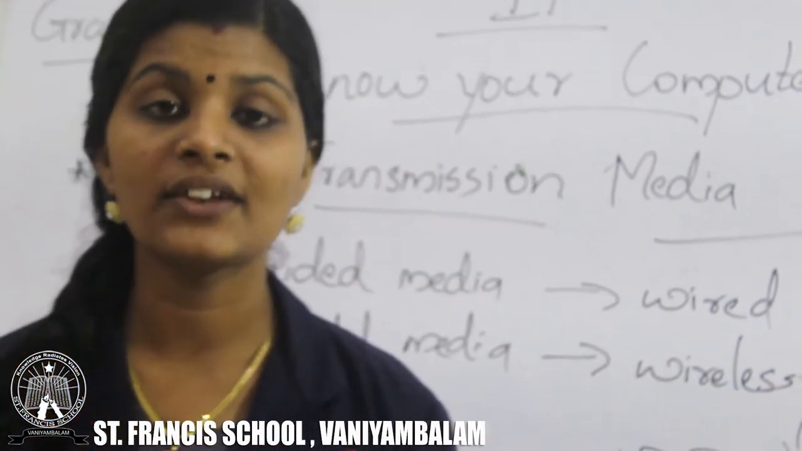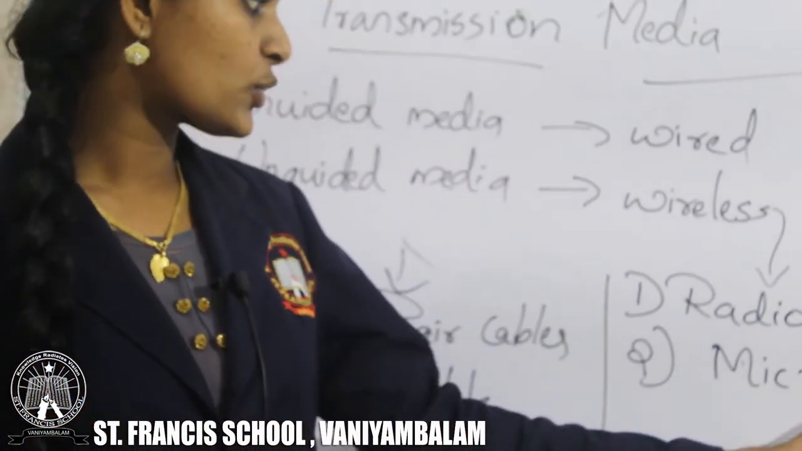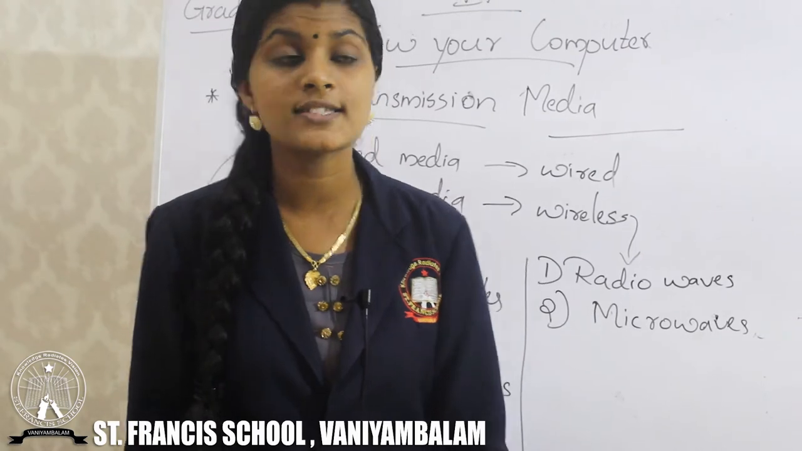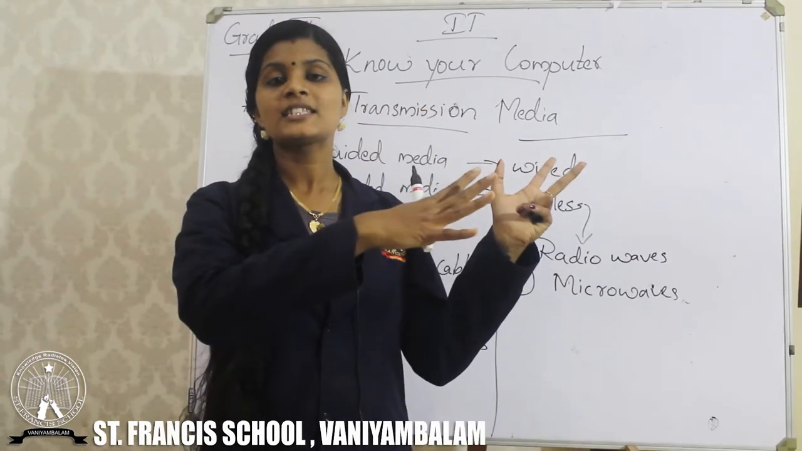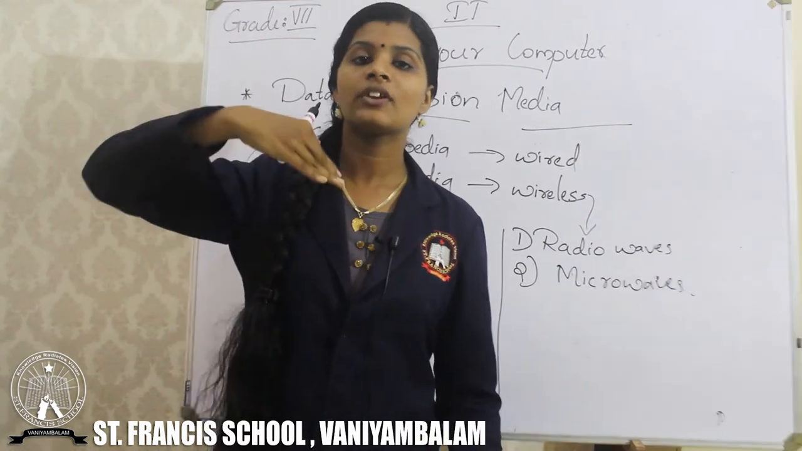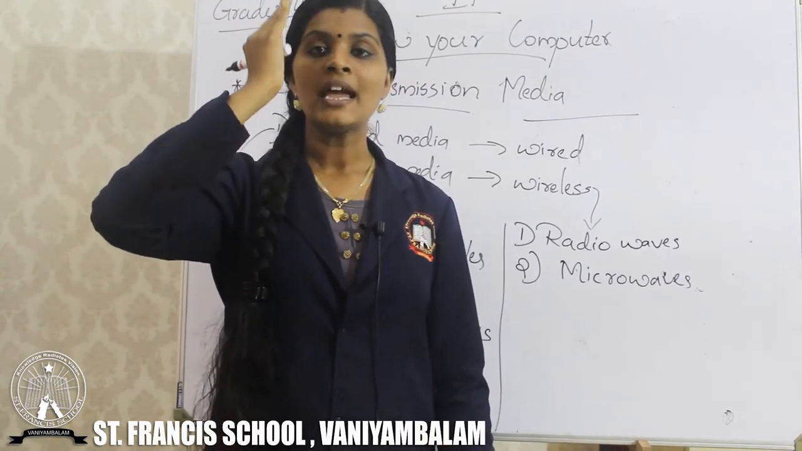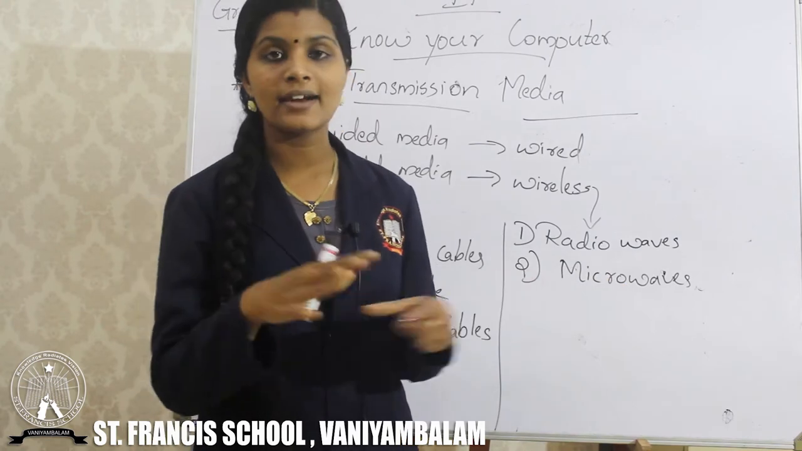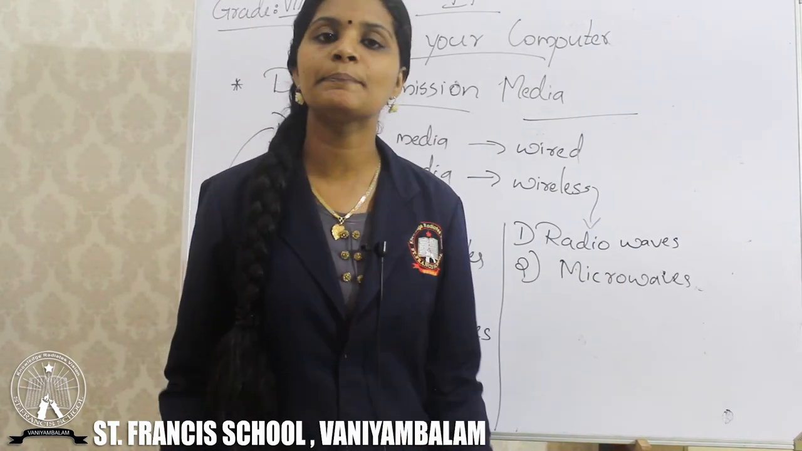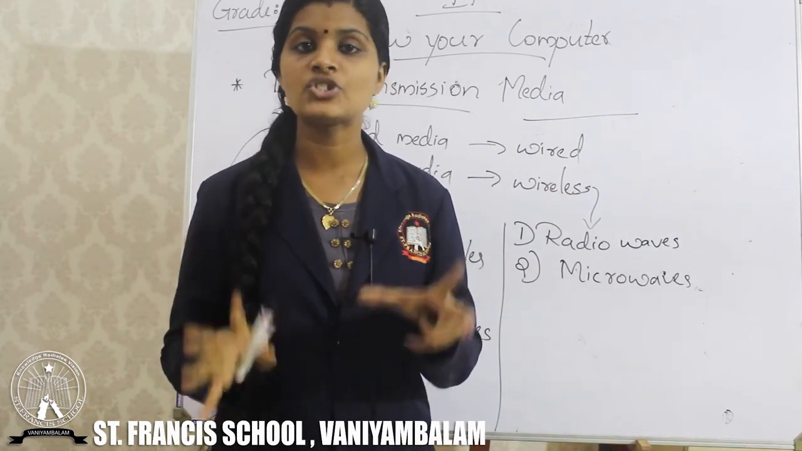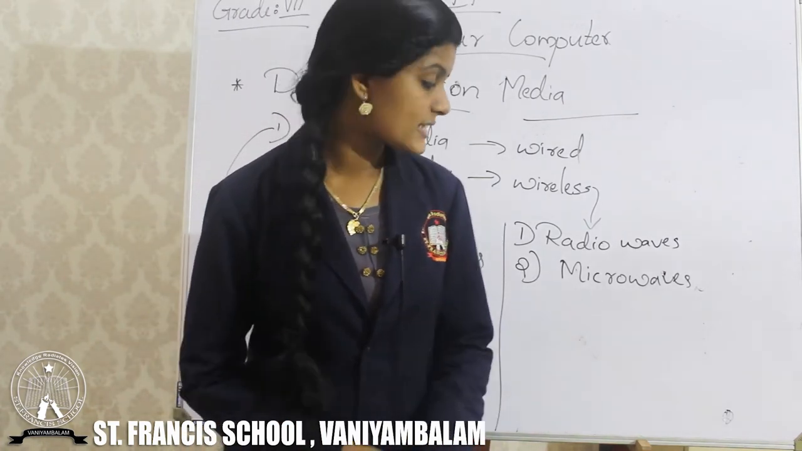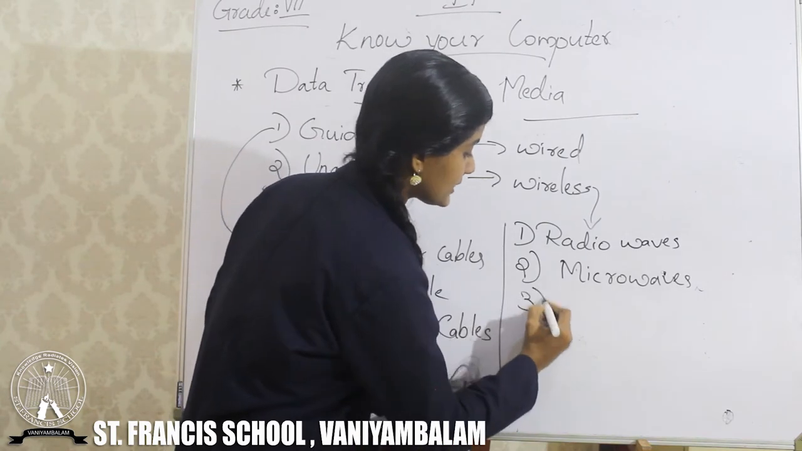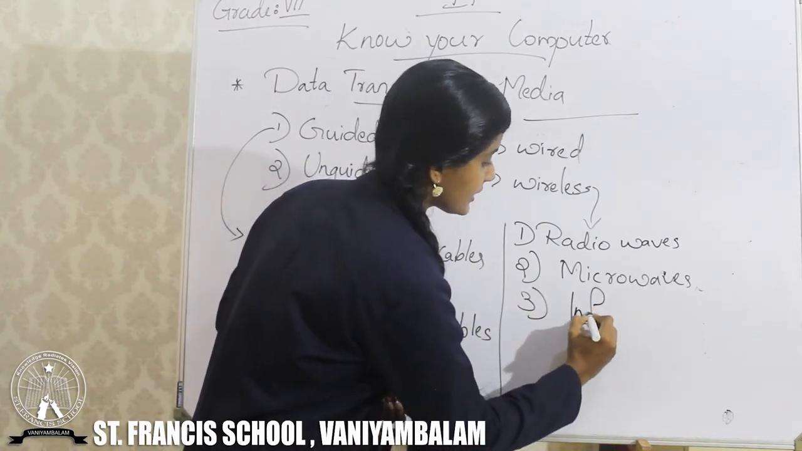Okay, so once again, microwaves means it's much faster than radio waves. And another specialty means the transmitter is sending from a tower in a straight way. In a straight way, it is passing around 10 kilometers, and only the receivers who are around 10 kilometers will get that network. Now I'm going to discuss the third one, that is infrared.